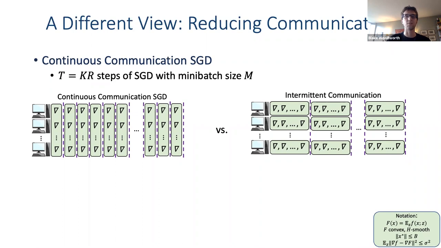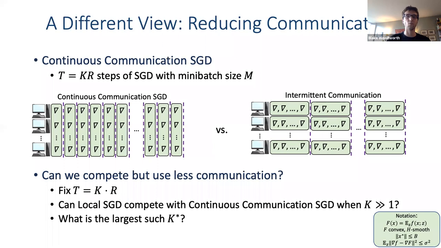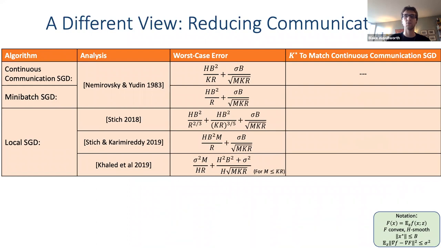Specifically, any intermittent communication method is going to reduce the amount of communication by a factor of K. So one might ask, to what extent can we increase K without paying for it? In other words, another way of evaluating the effectiveness of local SGD or mini-batch SGD or any of these other intermittent communication methods is to ask, how large can we make K while still competing with continuous communication SGD? In other words, how much can we reduce the communication without paying for it? Starting from the guarantees we have, we can calculate K star, the largest possible K, by solving a simple inequality. That is, we solve for the largest K such that local SGD's guarantee is less than continuous communication SGD's.